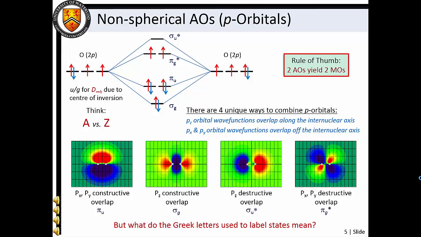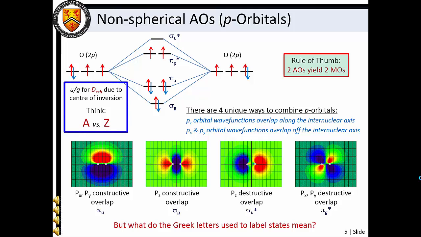Also note that there are subscripts of G and U on the molecular orbital labels. These, like the Greek letters, are symmetry labels. Owing to the fact that molecular oxygen is a homonuclear diatomic, it has a center of inversion. The G and U labels describe the behavior of the electronic wave function upon inversion.